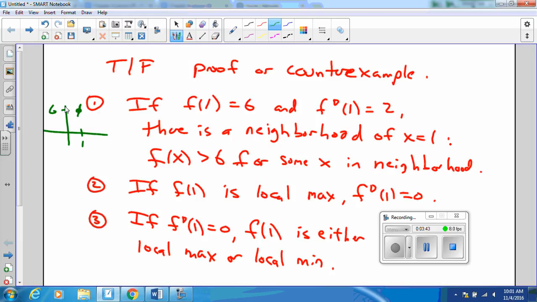The neighborhood of x equals 1 means an open set around x equals 1. It can also be smaller than 6. That does not contradict the statement. It didn't say for all x; it said for some x. That's right. I did not say for all x. So be careful about your quantifiers. Some does not mean all.